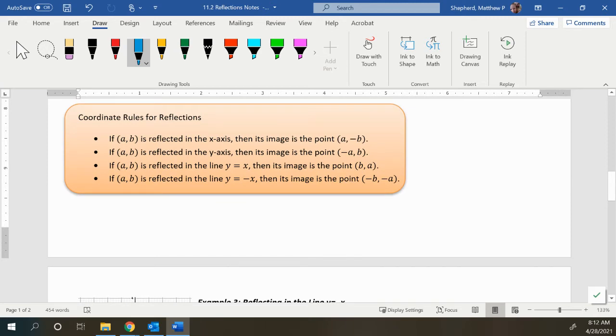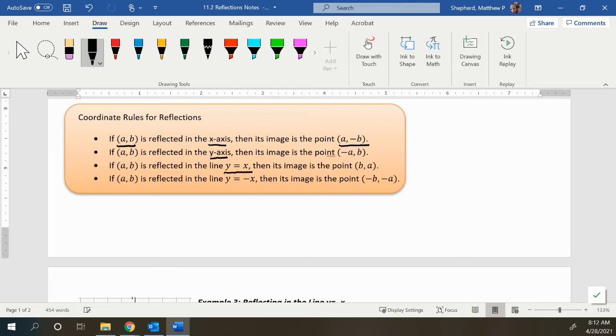All right, so coordinate rules for reflection. If A, B is reflected across the x-axis, so now rather than doing it off of lines, we'll just do it off of the axes. If we reflect it off the x-axis, the only thing that's going to change in the point is y. Its location along x is going to stay the same, but y will change from positive to negative, or from negative to positive. The sign will change. If you do it off the y-axis, then the y number, b, is going to stay the same, and a, the x coordinate, is going to change signs.